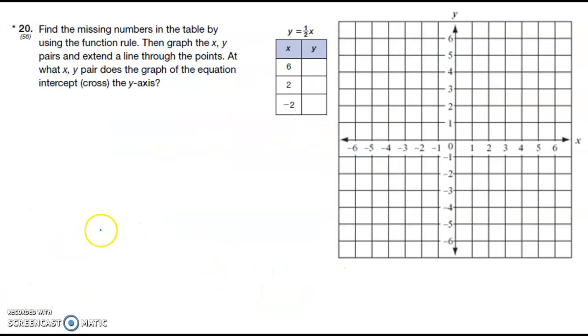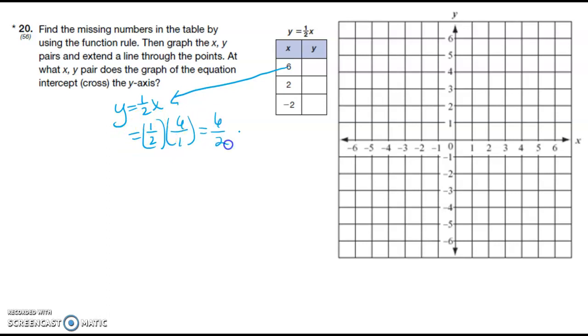Okay, missing numbers in the function table and then graph. So let's go ahead and fill in our function table. So we have y is equal to 1/2 x. I'm going to need to plug in x. So 1/2 times 6/1 gives me 6/2, which is 3. Okay, and then I have to do it 2 more times.